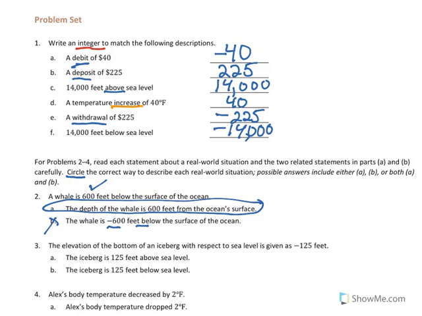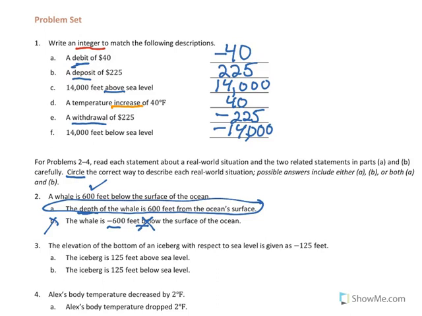B says the negative and the below, so this can't be right because you can't have both of them. You can have one or the other. So the depth of the whale is 600 feet from the ocean surface. The fact that it used the word depth tells you that it's below. Okay, so be careful. Some of these vocabulary words will trip you up every time.